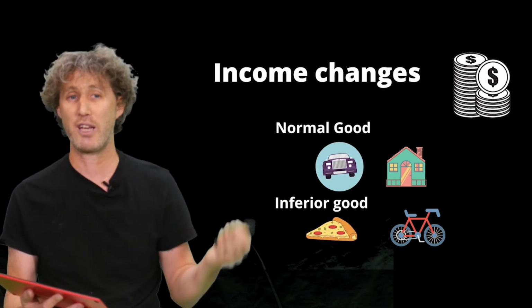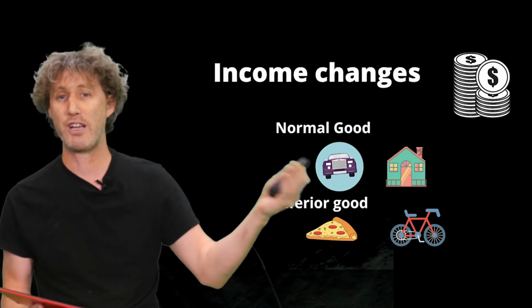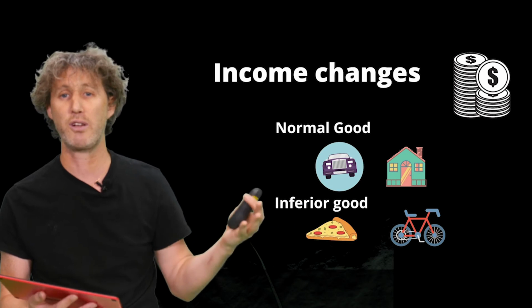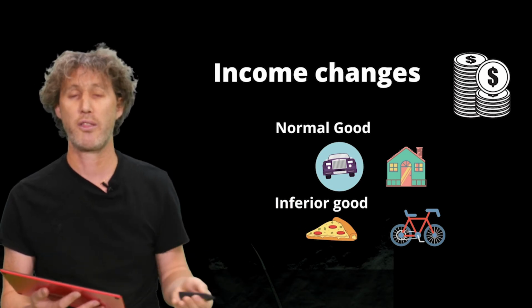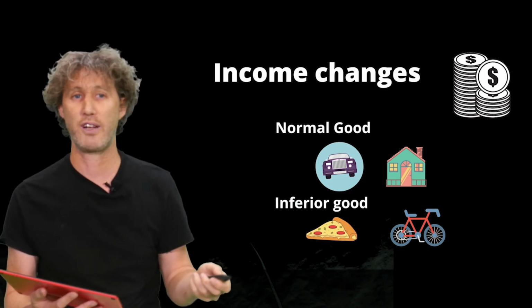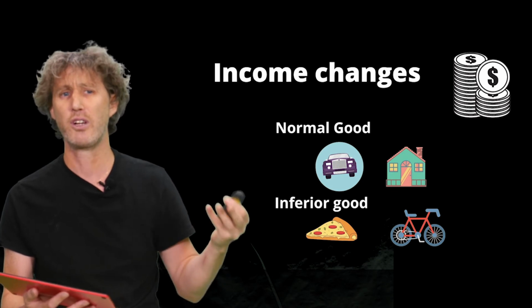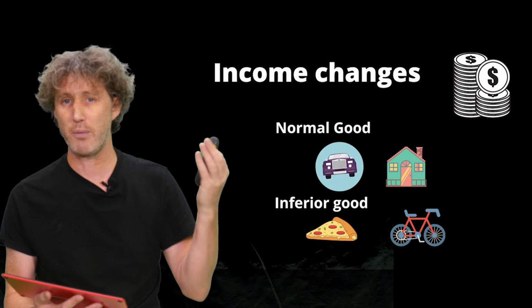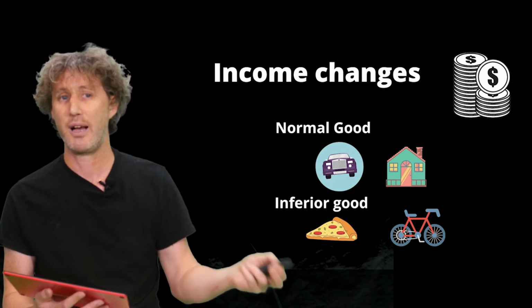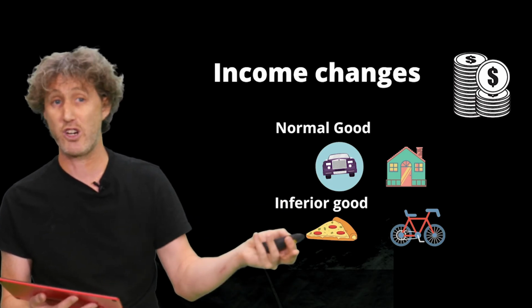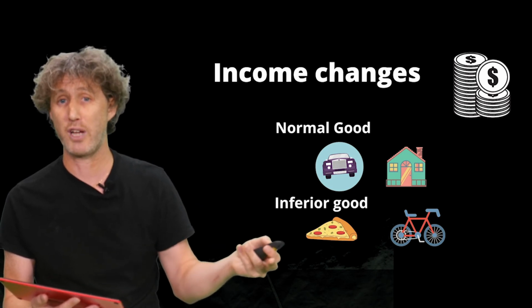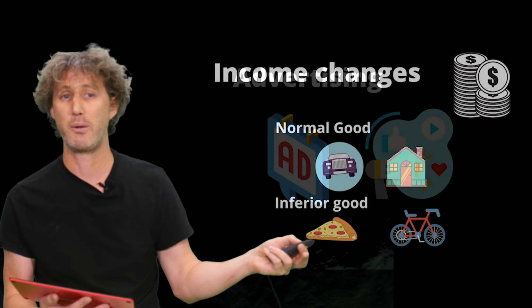Pizza: if people's incomes go down, demand for restaurants, which is a normal good, will go down, but demand for things like pizzas will increase because pizzas are much cheaper than going out to a fancy restaurant. So these are inferior goods and normal goods. Again, if your income goes up, demand for normal goods goes up, and demand for inferior goods goes down. And if your income goes down, demand for normal goods goes down, and demand for inferior goods goes up.